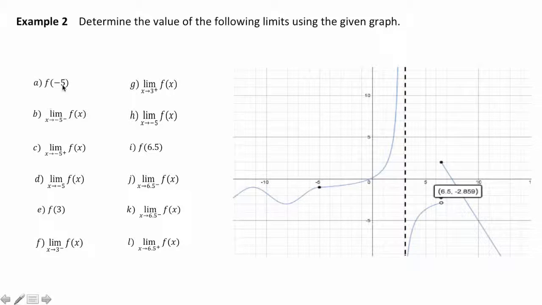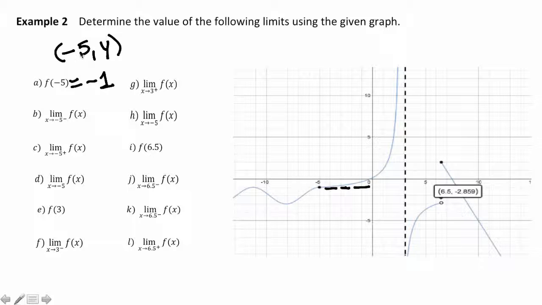Now let's look at what f of negative 5 is. So we're going to look at x equals negative 5. This is basically asking for a point. It gives you your negative 5, and you want the y value at that x value. So at negative 5, we have a value of negative 1. So that is the answer for part A.